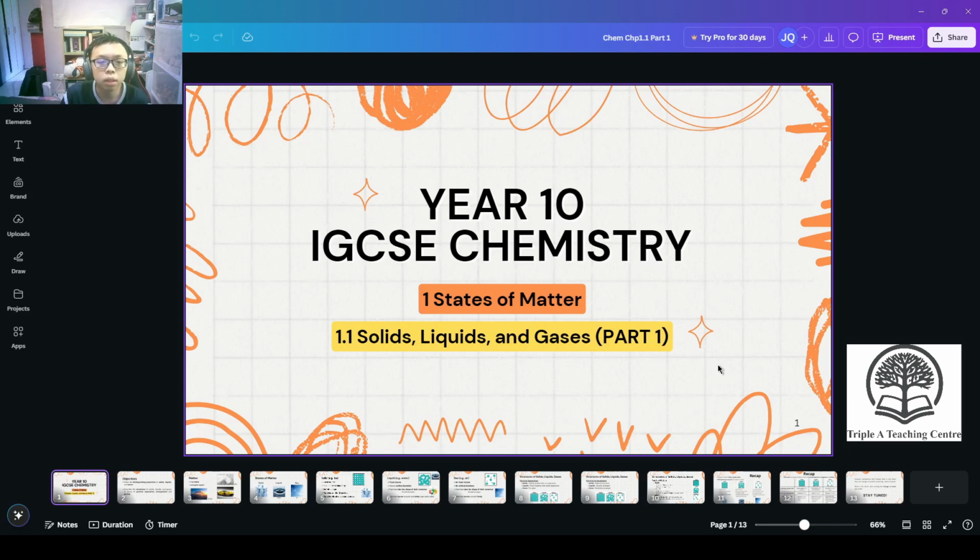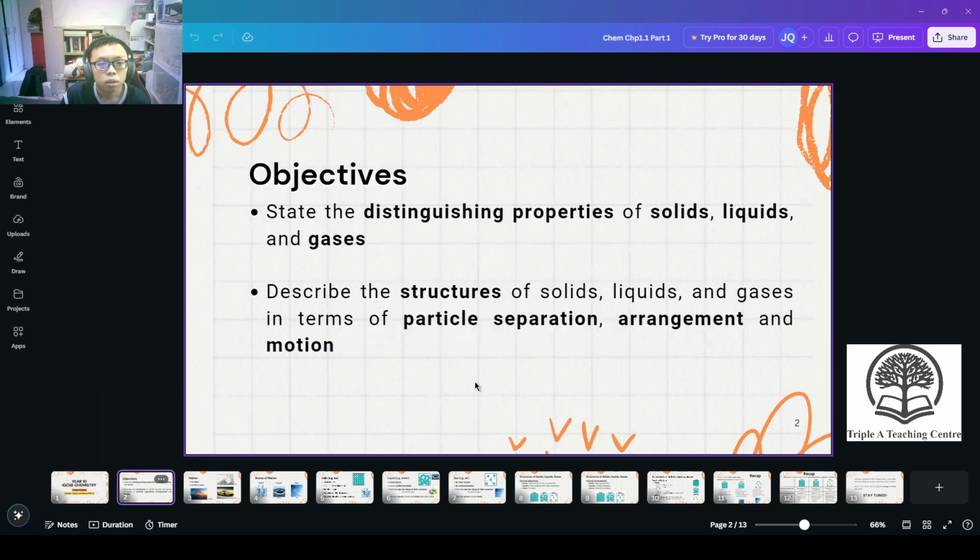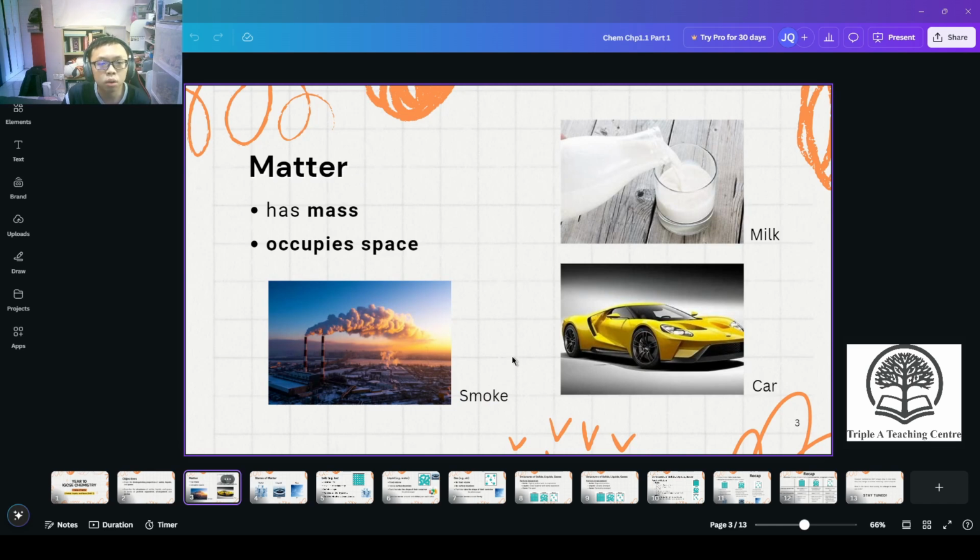Today I will start a topic called solids, liquids, and gases. We will learn how to state the distinguishing properties of solid, liquid, and gas. And we need to know how to describe the structures of solid, liquid, and gas in terms of particle separation, arrangement, and motion. So before we start, let's learn what is matter.